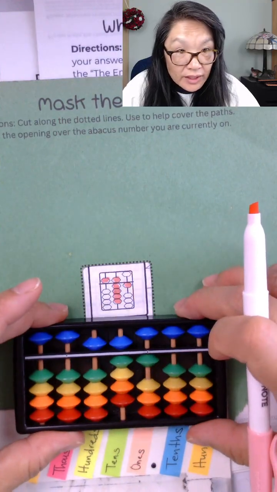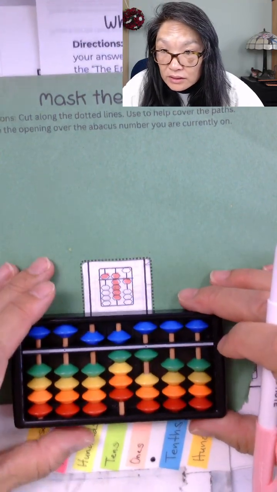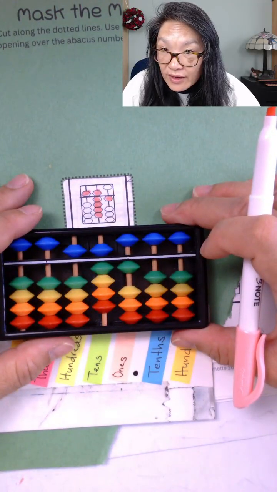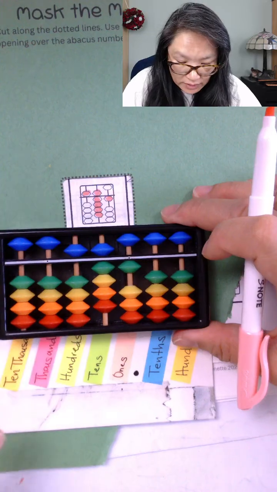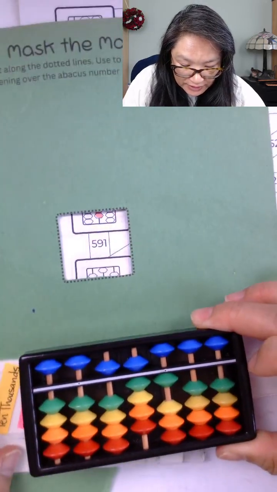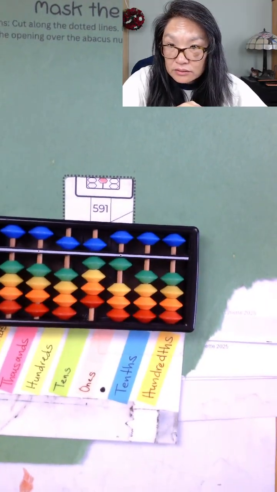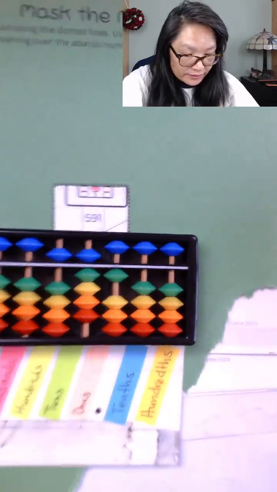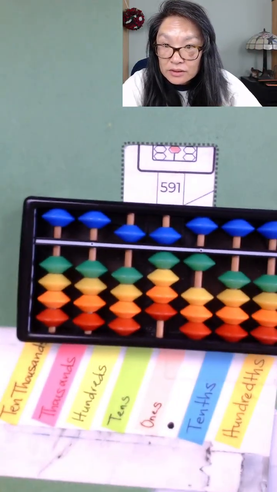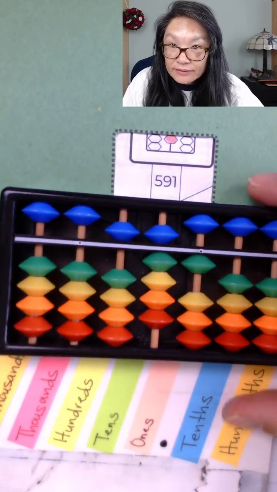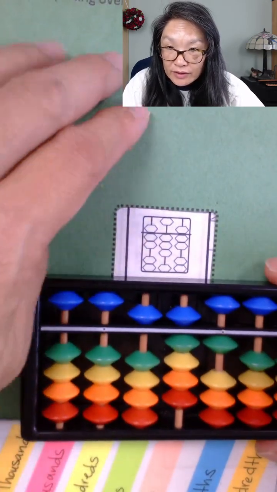My final answer is 591. That's what 591 looks like. So when I read it, that's what it looks like. Maybe I have to make it closer. Okay, how about that? Is that better? So that's what 591 looks like.